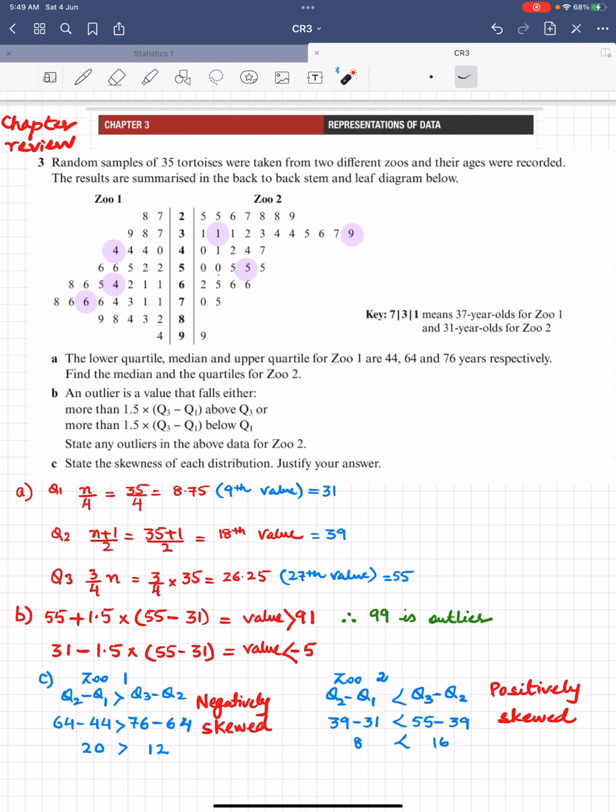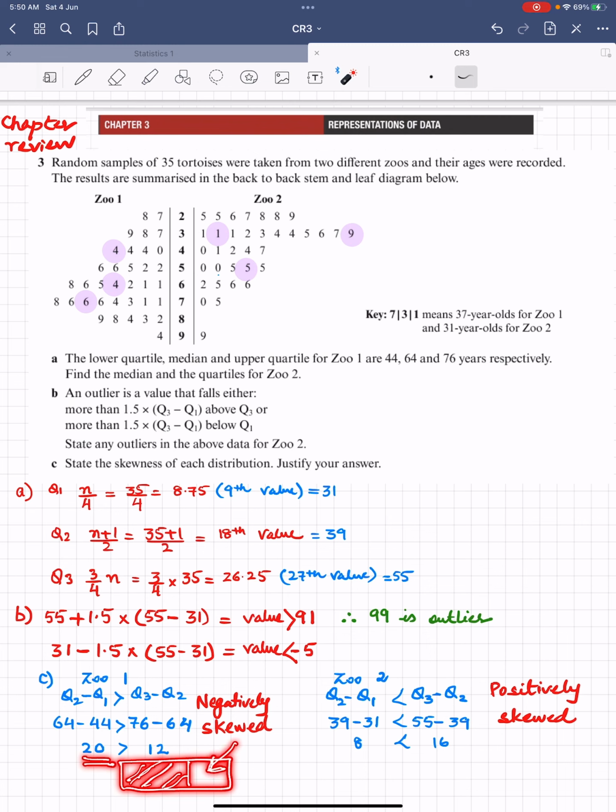So for zoo 1, the upper quartile minus the median gives us 12, and the median minus the lower quartile gives us 20. So if we draw the box plot for this one, our left side would be bigger. So when the left side is bigger, it's negatively skewed. As you can see, Q2 minus Q1 is 20, which is greater than Q3 minus Q2, which is the right side.